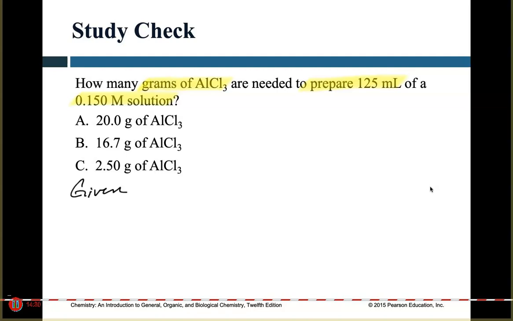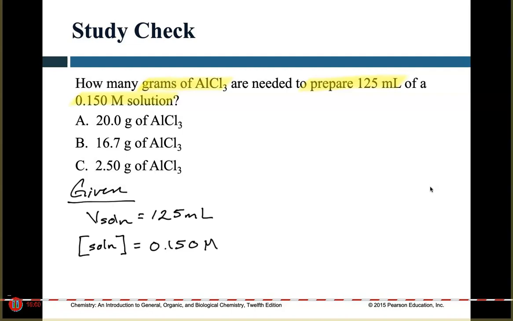So again, as our problems get bigger, we start organizing what we got. I know the volume of the solution is equal to 125 milliliters. I know the concentration of the solution, and I don't know if the book explicitly mentions this. When you see brackets, it's the shorthand that chemists use for concentration. So the concentration of the solution is given to me in the units of molarity, and I have a 0.150 molar solution, which is also equal to, and I do this a lot to remind myself what the units are, 0.150 moles per liter.